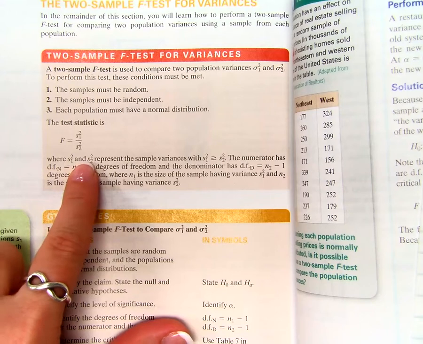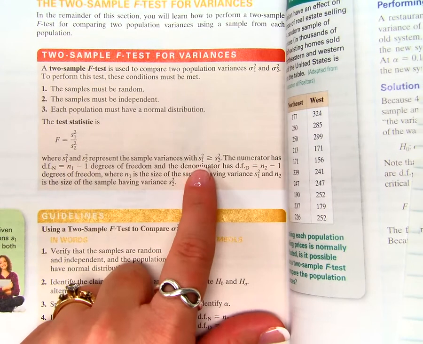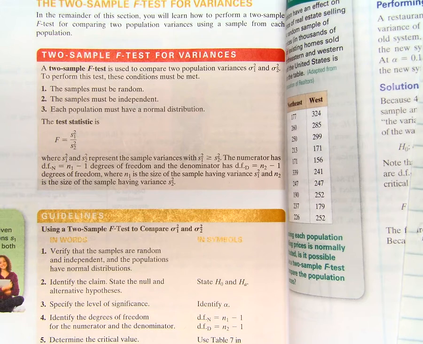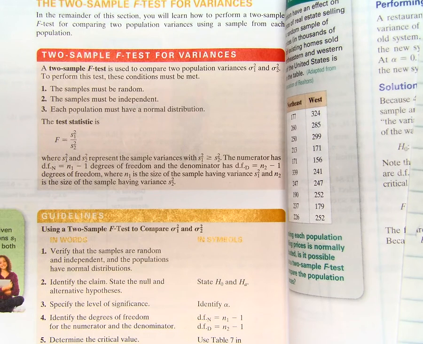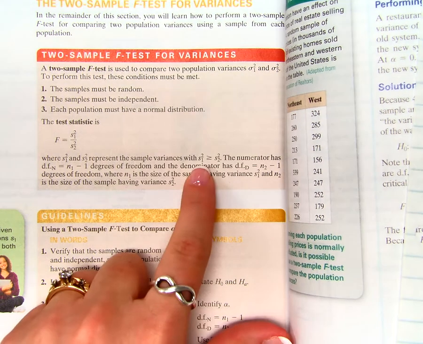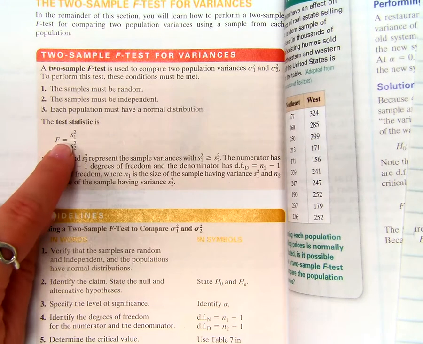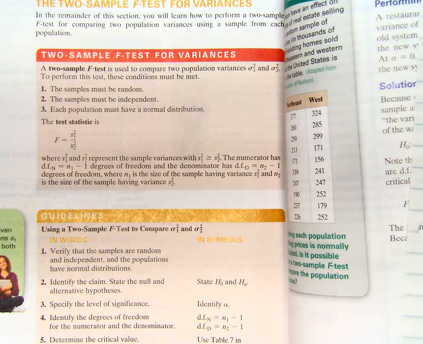Sample 1, sample 2 with variances. Sample 1 is going to be bigger. Why? Because we need sample 1 to be bigger. If we divide a smaller number by something, we're going to get something less than 1, right? And what do we know about our F values? They're going to be greater than or equal to 1. So the bigger sample has to be sample 1. We put the bigger one in the numerator when we're dividing to try to find F.